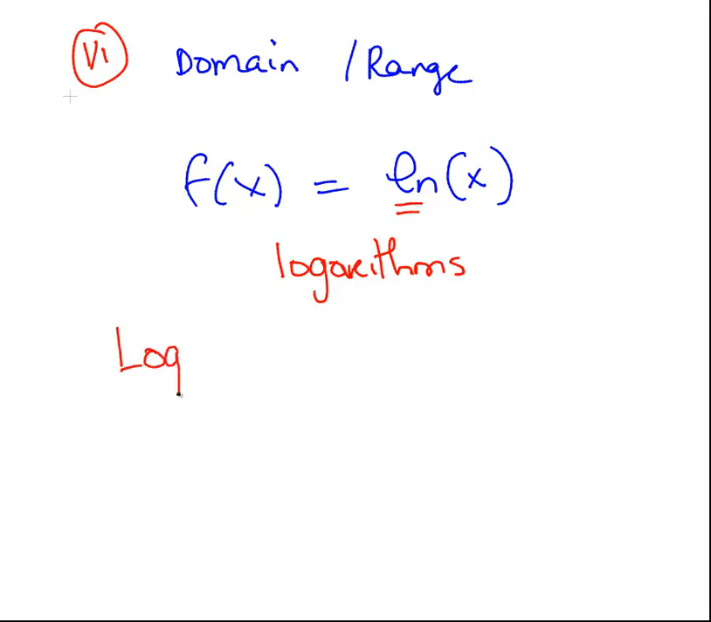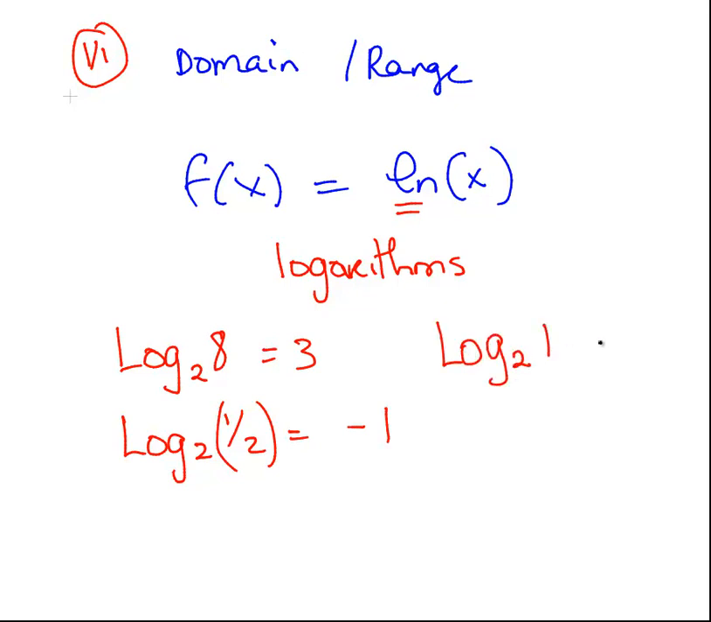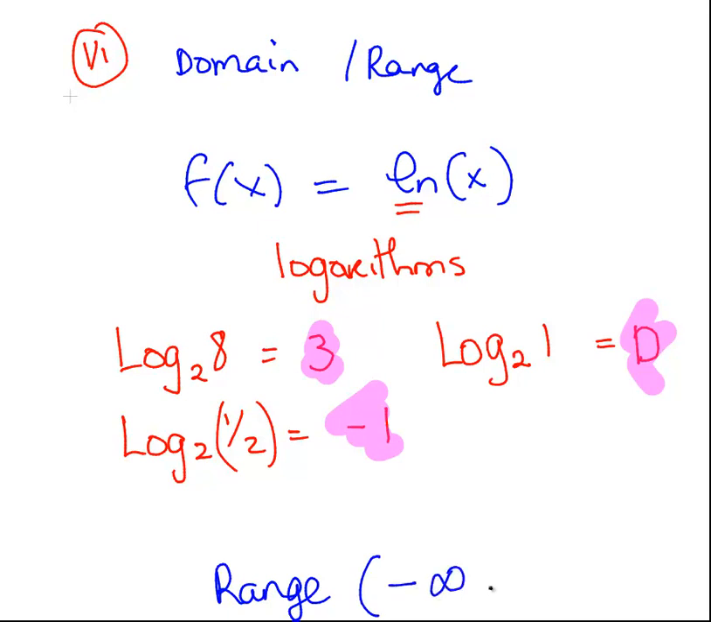In these examples, log to the base 2 of 8 is 3. Log to the base 2 of 1/2 is minus 1. You can get log of 1. Log to the base 2 of 1 is equal to 0. So you can get any output from a logarithm. You can get a positive number, negative number, and 0. So the output, you can have any real number. So the range is minus infinity to infinity.